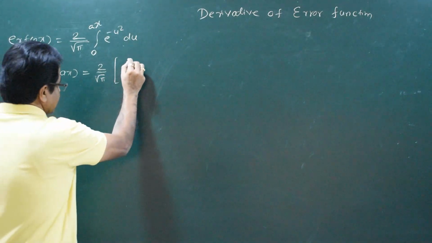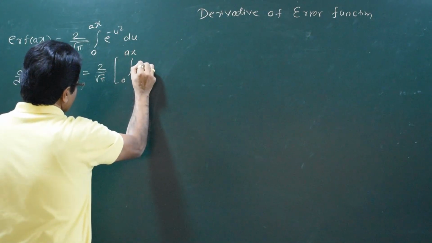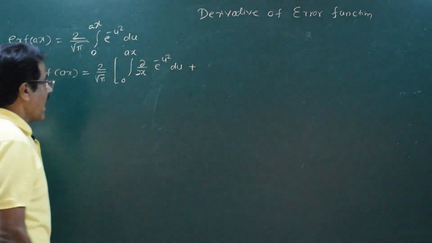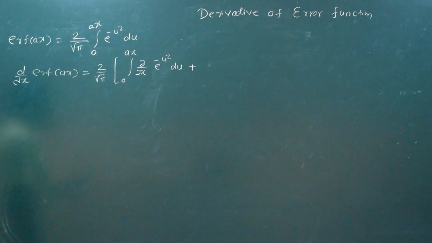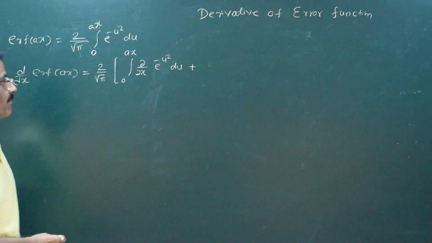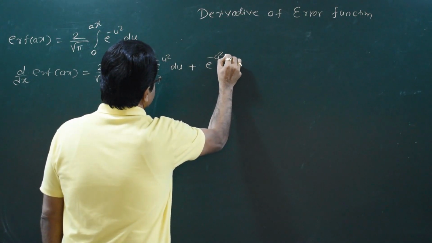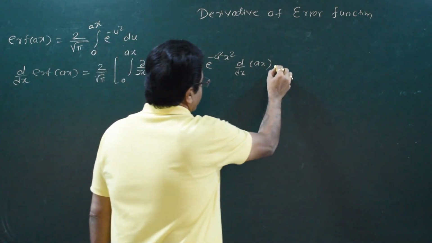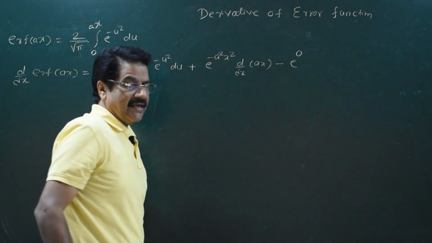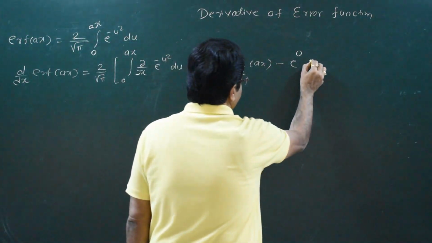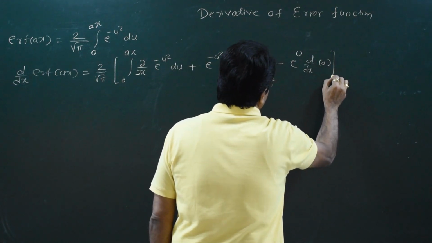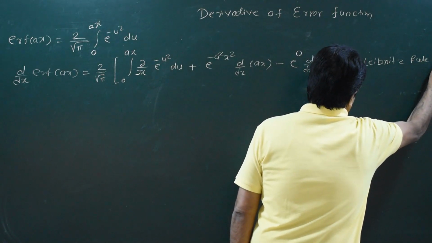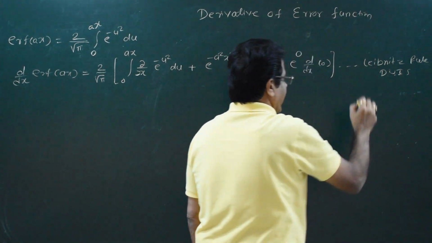2 upon root pi as it is, integration from 0 to ax of del by del x of e raised to minus u square du. As per the Leibniz rule, we are going to replace the integrating variable by its upper limit now. So it is e raised to minus a square x square multiplied by the derivative of the upper limit, minus replacing u by the lower limit, that is 0, multiplied by d by dx of 0. So this is nothing but the Leibniz rule of D.U.I.S that we have applied.